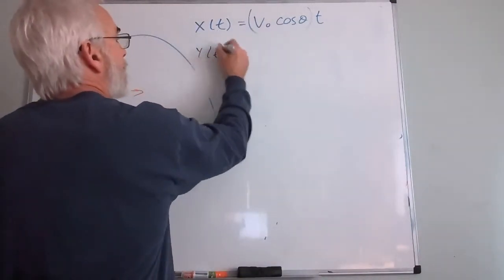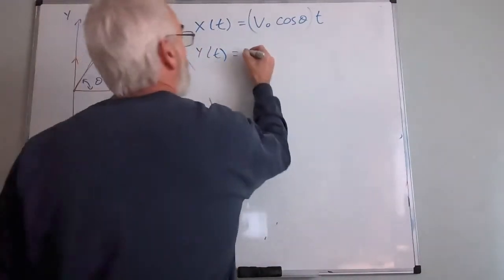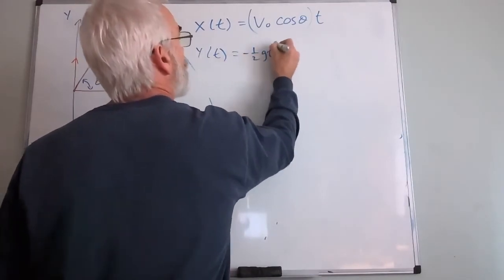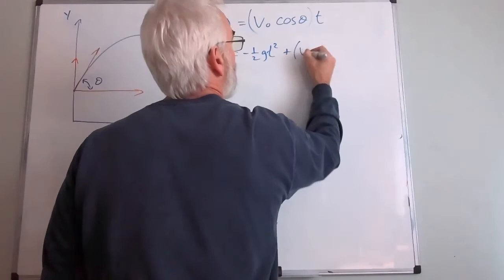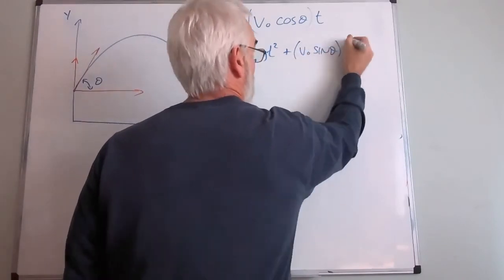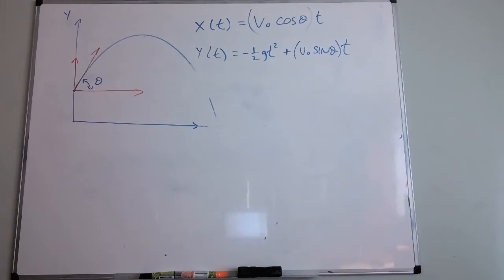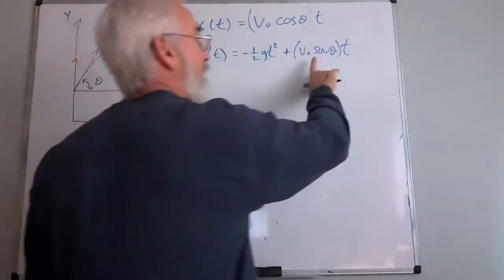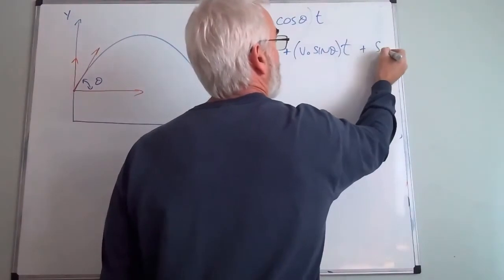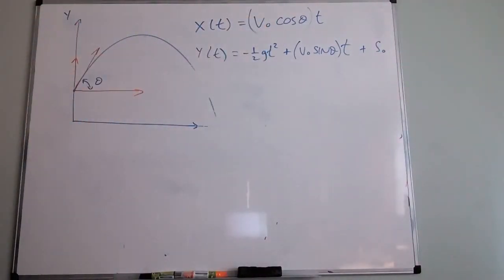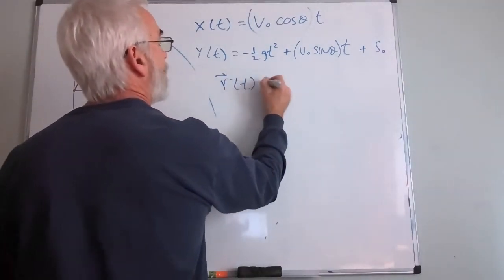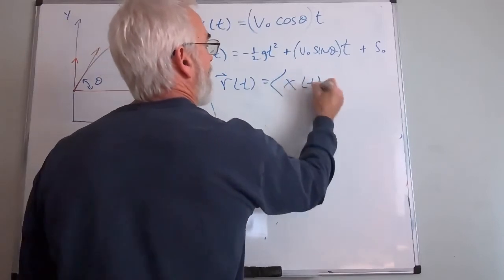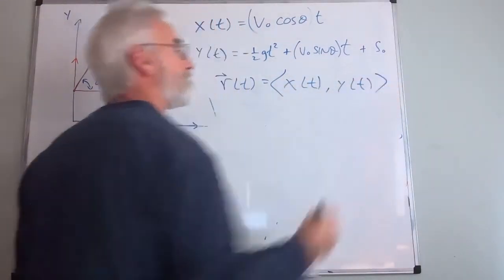What is y of t? Well, that's the equation we just had a moment ago, right? Negative 1/2 gt squared plus, but not V0 exactly. Now, how much of it is in the vertical direction? That would be V0 sine of theta t. That's the only difference between what we did in baby algebra and what we're doing now, is we're not going straight up and down anymore, plus S0. Okay? So this is the universal governing formulas. So my R of t is x of t, y of t.